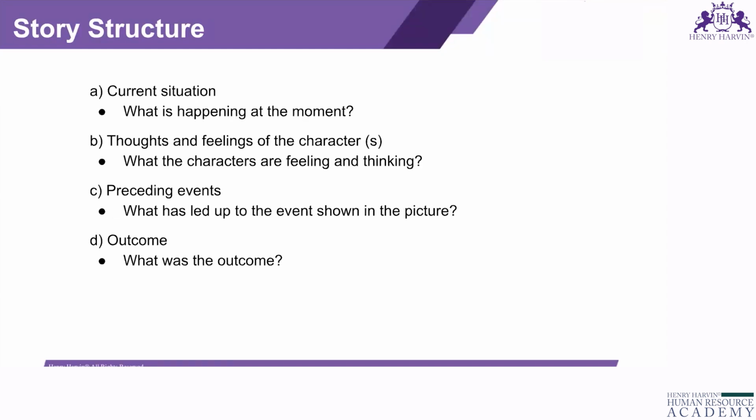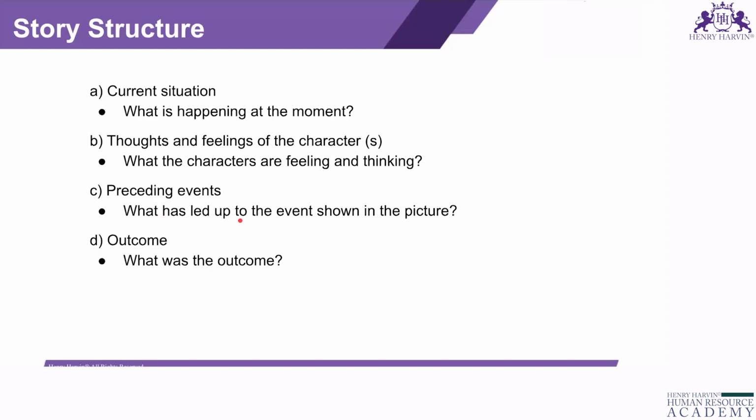Okay. So the story structure will go as the current situation. For example, a question can be asked, what is happening at the moment? That means from the card that is being shown to you, in that picture, what is the current situation that is happening according to you? You have to be imaginative, you have to be observational, you have to put all those skills to use, and then you have to give an answer about what is happening at the moment. Then the thoughts and feelings of the characters: regarding that you can ask questions like what the characters are feeling and thinking.